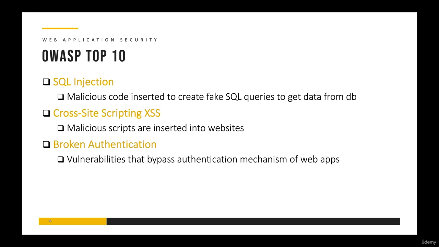Another one is broken authentication. The basic idea is that there are mechanisms or weaknesses that allow you to bypass authentication mechanisms of web applications. Now this could be, for example, default admin username or passwords. For example, you have a WordPress website and you haven't changed a default username or password. And basically it is a mechanism in which you can bypass the basic security authentication.